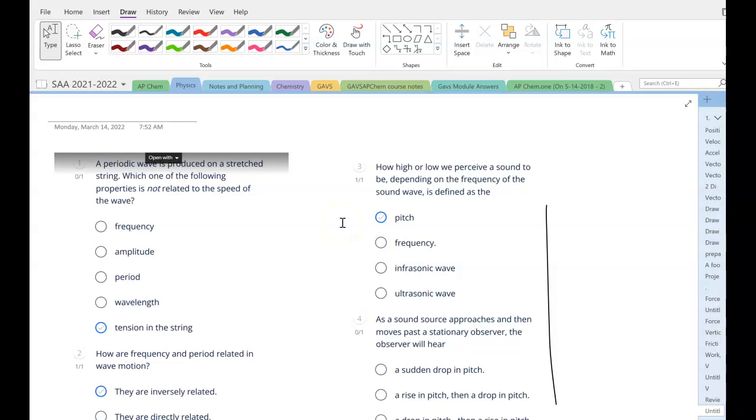You missed number 1. A periodic wave is produced on a stretched string. Which one of the following properties is not related to the speed of the wave? And you answered tension in the string, but that isn't true.